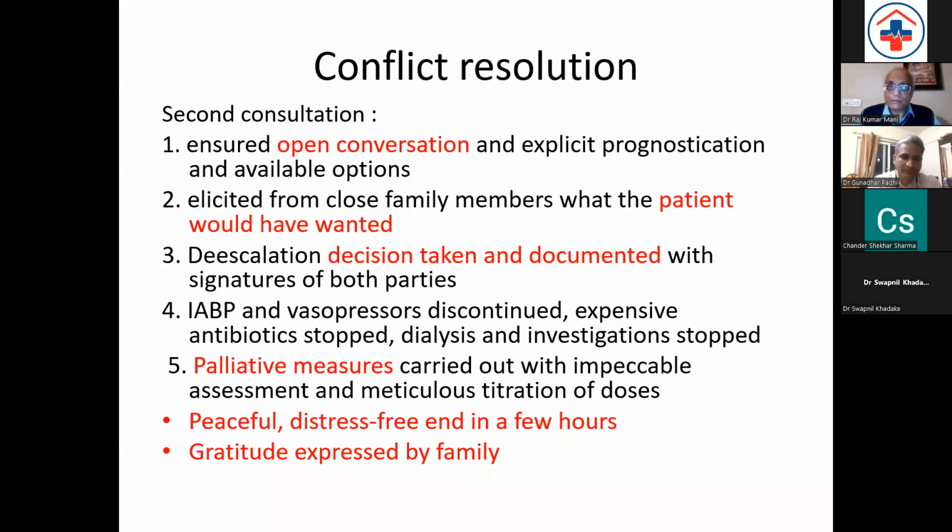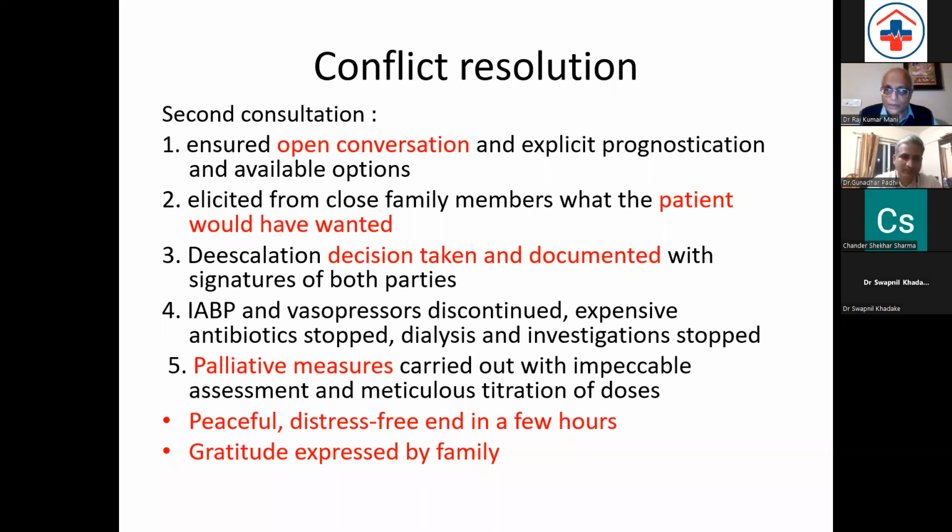Elicited from close family members what the patient would have wanted. Right? This is called substituted judgment. That is placing value upon what the patient would have wanted and eliciting that value from those close to him or her. De-escalation decision taken and documented with signatures of both parties. So there's a consensus between both parties who are involved in the care of the patient, the ordinary caregiver of the family and the professional caregivers of the treating team.